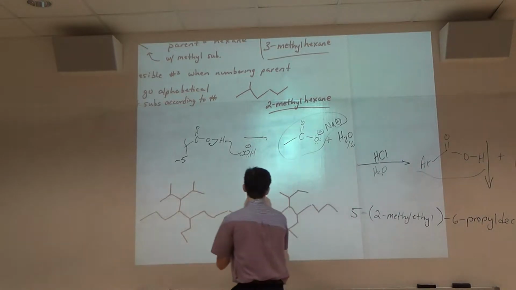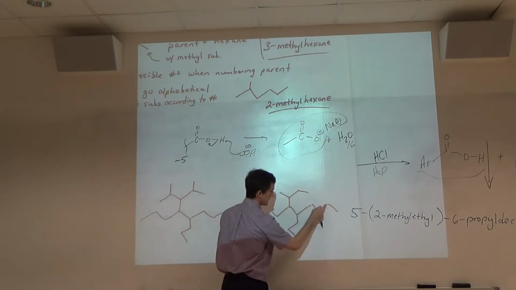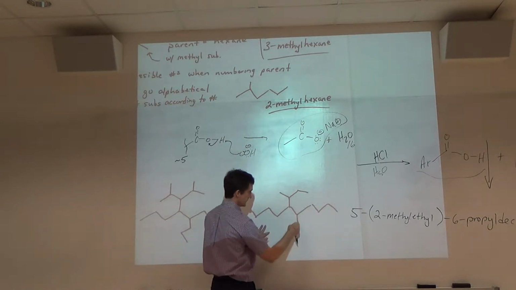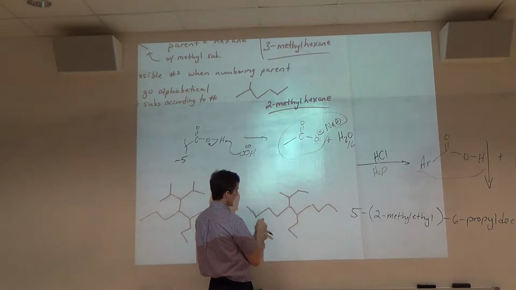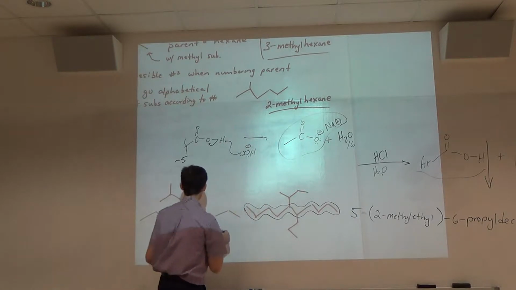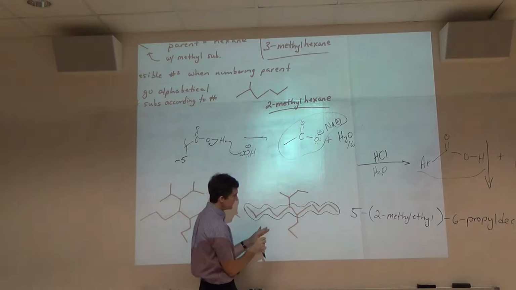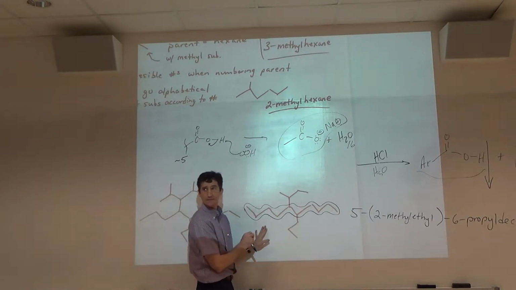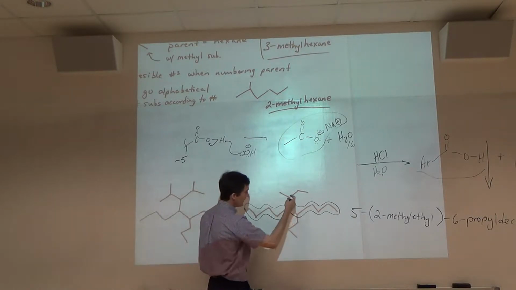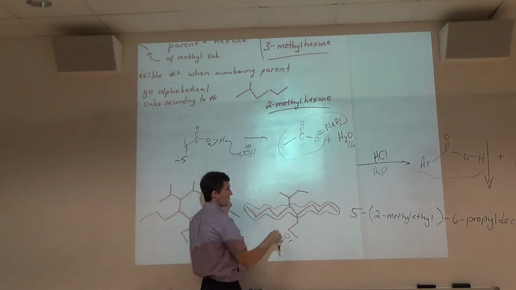Let's see here. 1, 2, 3, 4, 5, 6, 7, 8, 9, 10. Is it just 10 straight through there? Is there another 10? Both of these happen to be straight through there. Okay, what's on there? Is there another 10? Okay, on the 10 is 2 subs. This is a propyl. What is that?